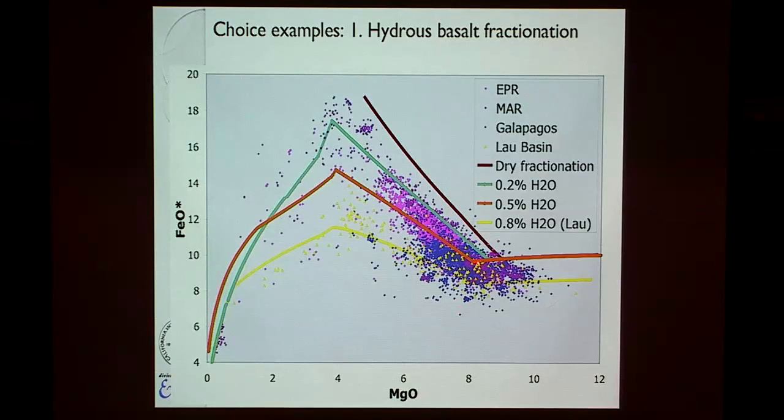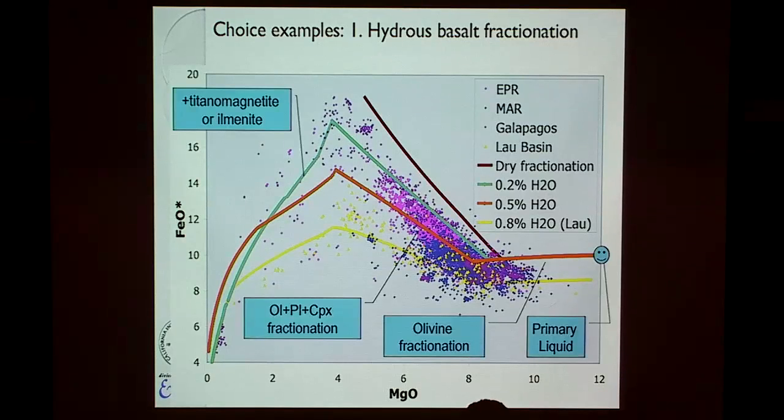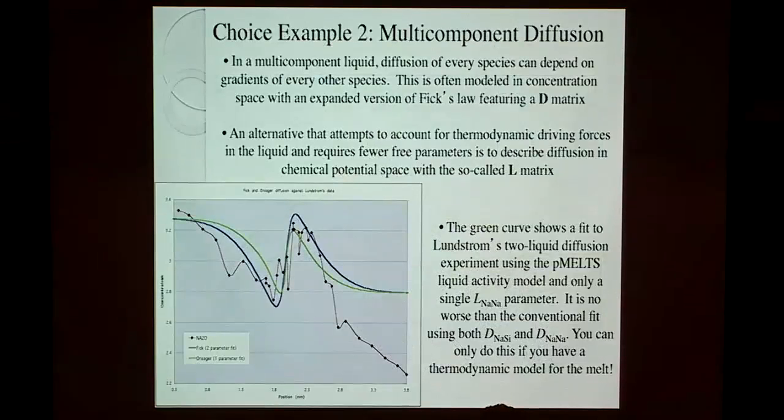You don't have to believe that what actually happens underneath a mid-ocean ridge is perfect isobaric fractional crystallization at buffered oxygen fugacity, but it appears to be a really good model. It explains the variations amongst the data. Okay. Let's skip that. Okay, so that's one thing we can do with the code.